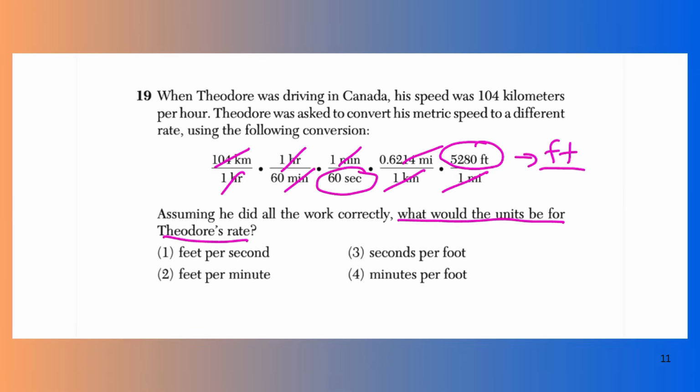And the denominator, I have seconds. It is important that you write it in the correct order because, as I'm sure you've already seen, the Regents questions with the multiple choice are out to get you. The other choices are waiting for you to make a very common mistake. So let's make sure we go in the correct order of feet per second, not seconds per foot. Okay, so feet per second is right here in answer choice number 1.